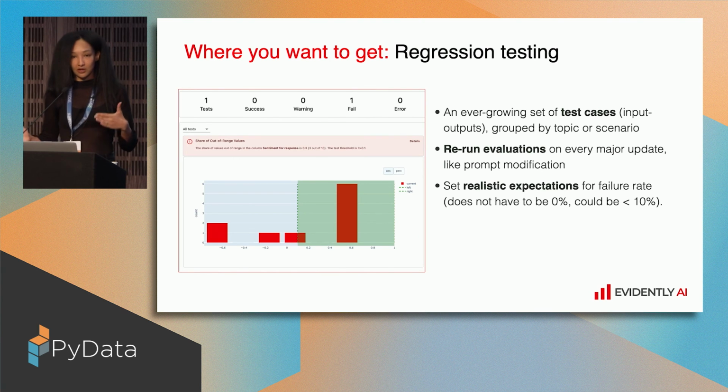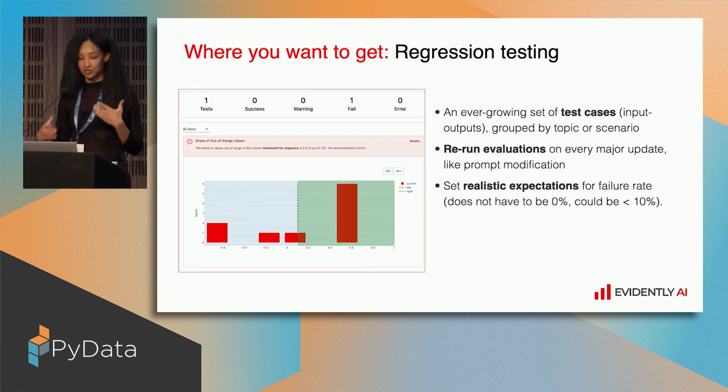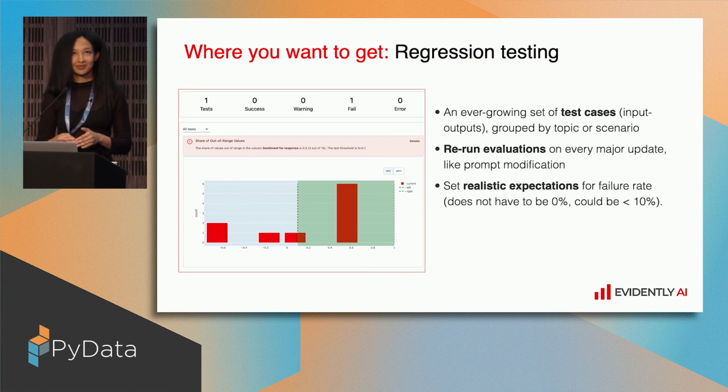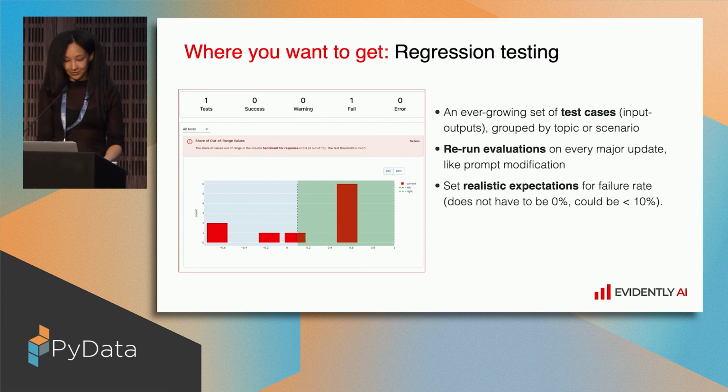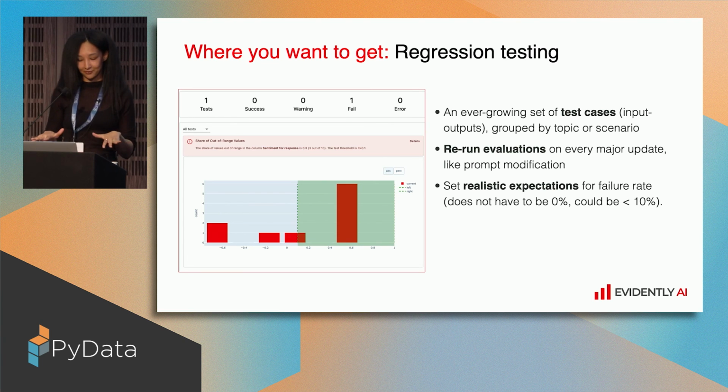So to sum up, for offline, I would suggest you go for regression testing, because every time you change something in the prompt, you definitely want to check how it influences the whole set of test cases which you included in your golden data set, so you can rerun evaluations after every major update. And set some realistic expectations, like thresholds: I want 0 negative responses, or maybe less than 10%, something like this.